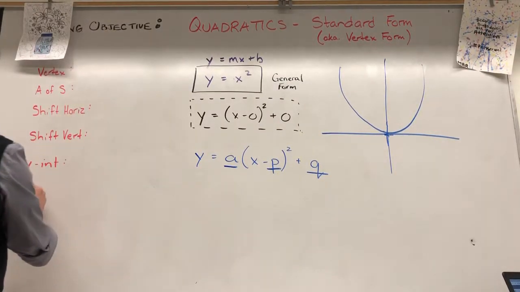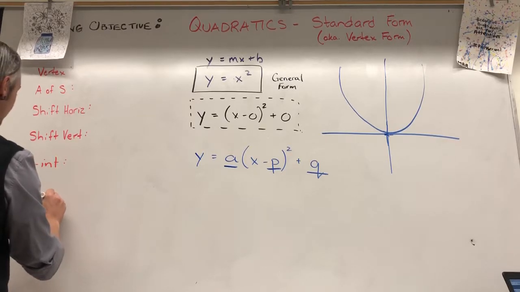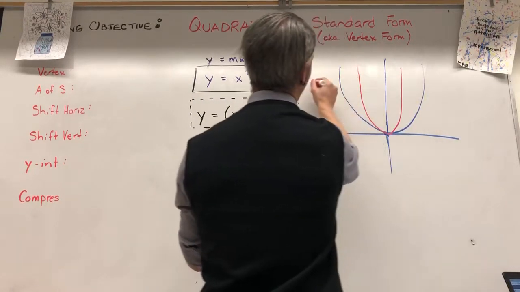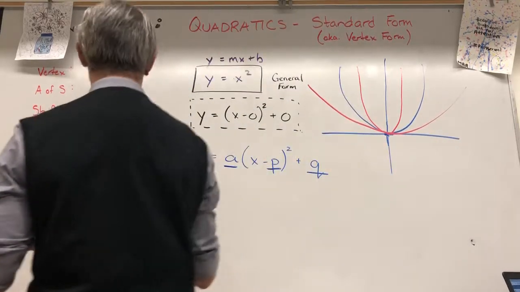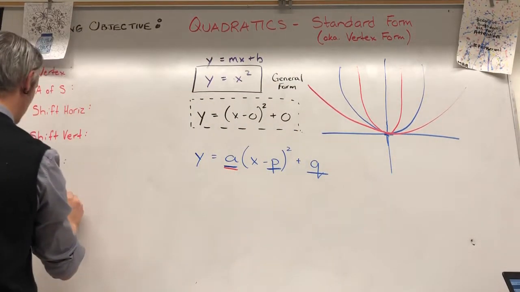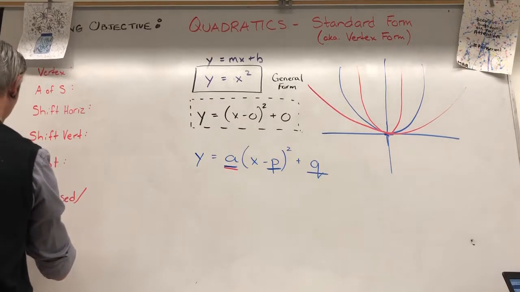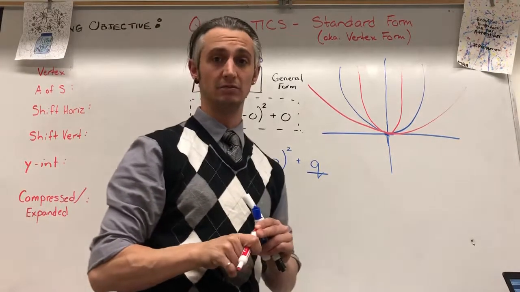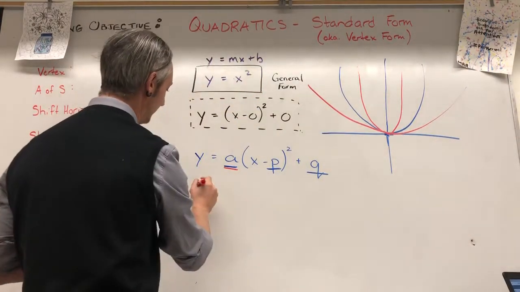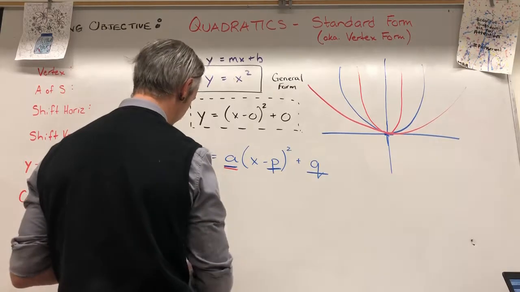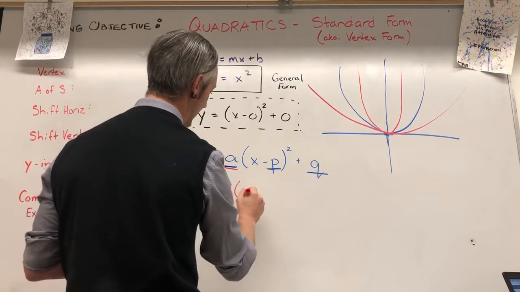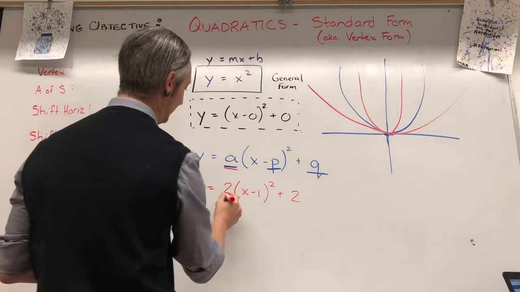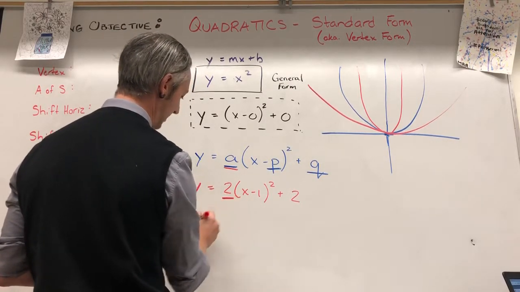And I can also know whether my curve has been compressed, so made thinner like this, or expanded like this. That's what this little a is going to tell me: compressed or expanded. I might be forgetting something right now, but hopefully I'll remember as we go through. So, what does the a tell us here? If I have an equation that looks like y is equal to 2(x minus 1) squared plus 2, for example, this 2 is a.